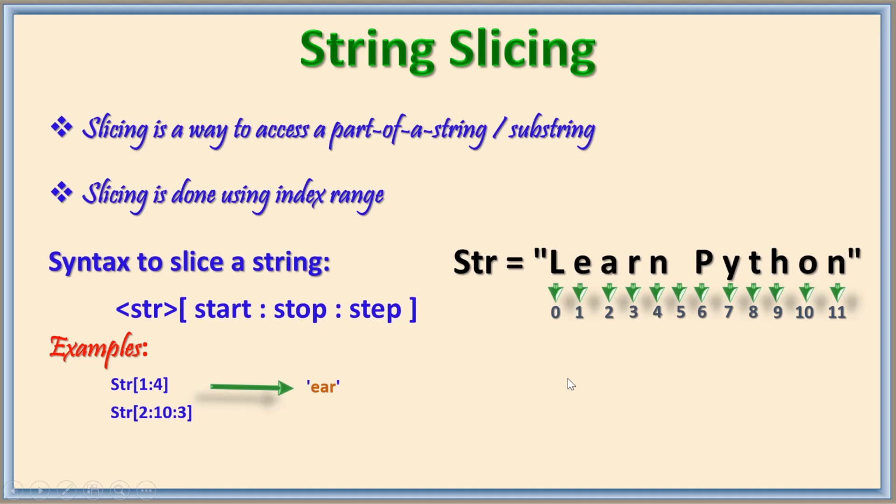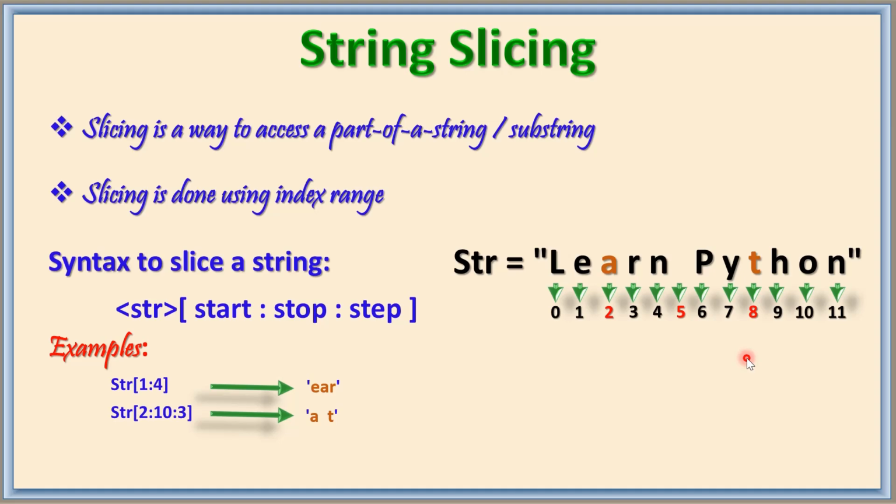str of 2:10:3. Remember, the third option is not compulsory. That means the step you can either give or skip. If you are not giving it, it is taken as 1 as the default value. Here it starts at 2 and then ends at 10. That means 2 to 9 it will take, but in that the step will be 3. So it will take 2 and then 5, that is 3 and 4 are skipped, then 6 and 7 are skipped, the third one is 8. The output here we can see is A space T.